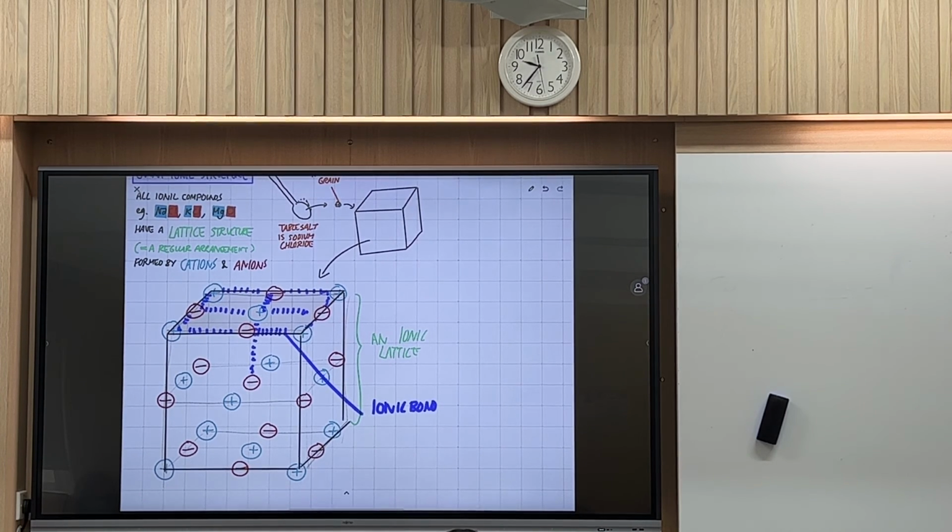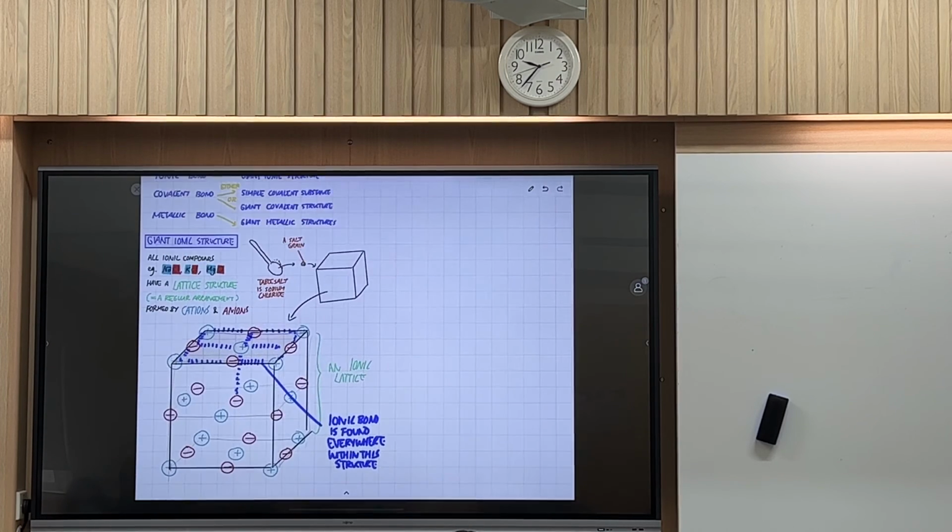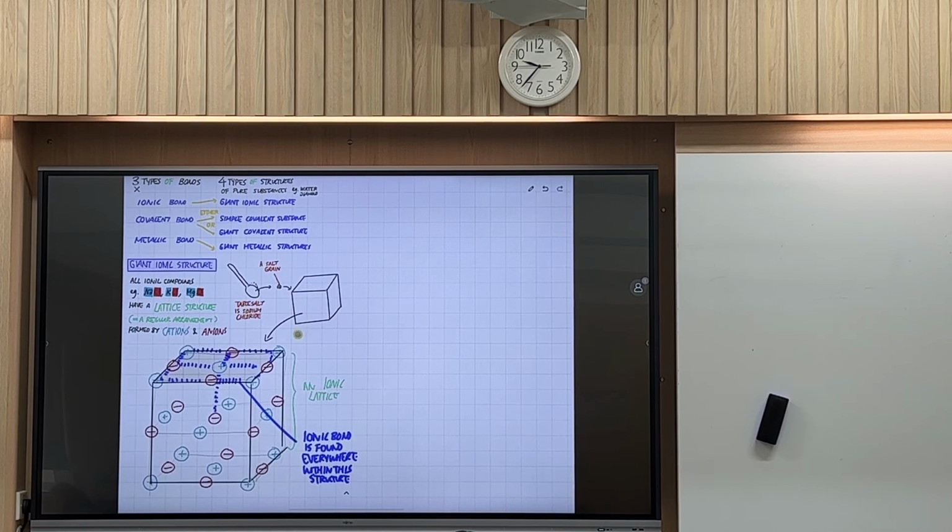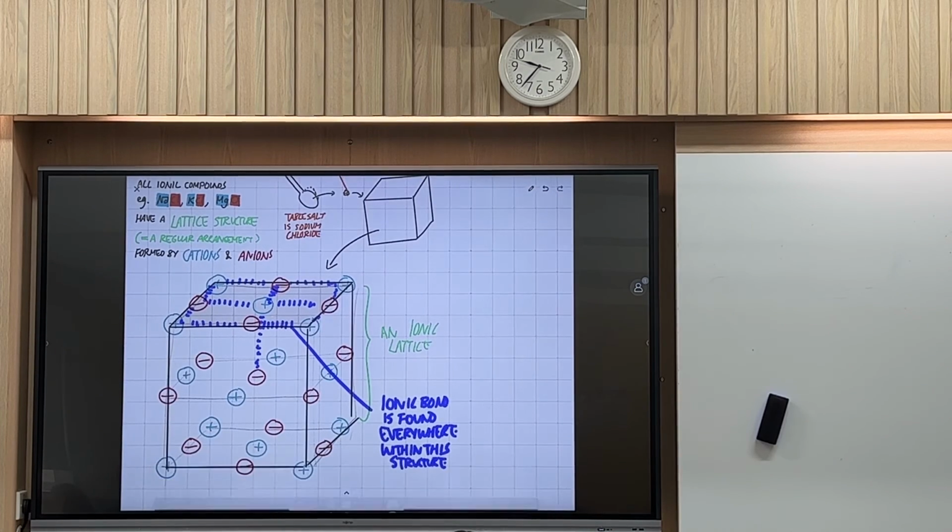So ionic bond is found everywhere within this structure. So is it clear what it looks like inside salt? And it's not just NaCl. If this is NaCl, this will be Na plus ion. You don't just see one Na plus ion. In table salt, you have hundreds of thousands, maybe even millions. Maybe millions still doesn't cut it. It should be more than 1 million sodium ions, and more than 1 million chloride ions in here.